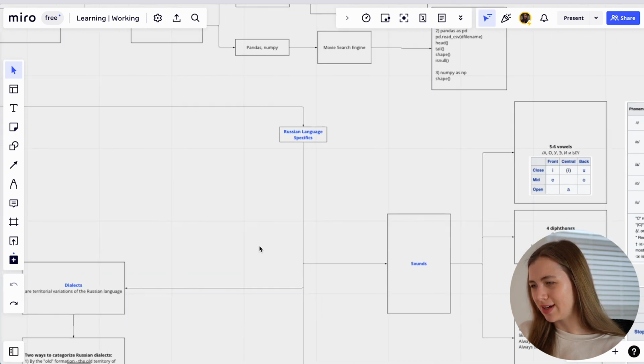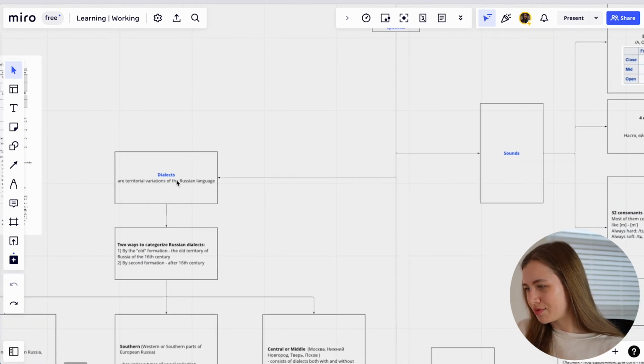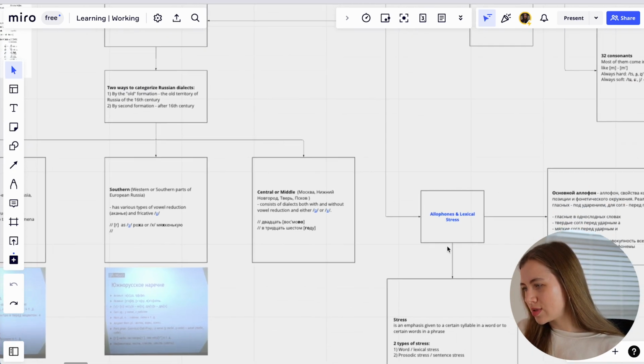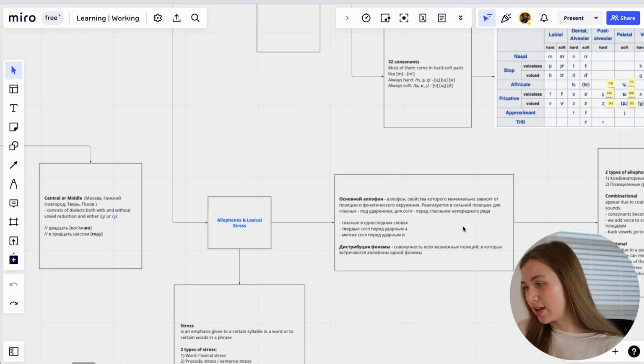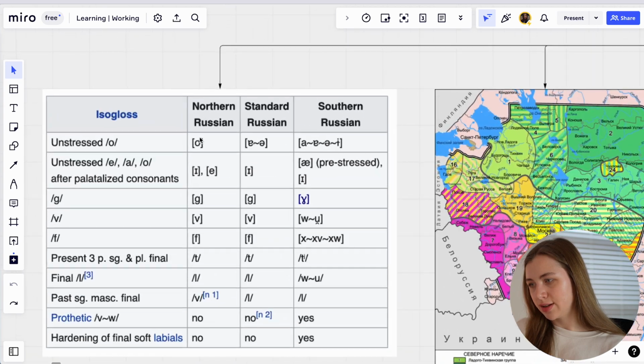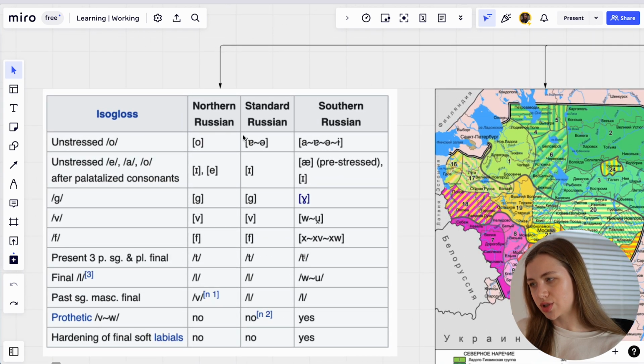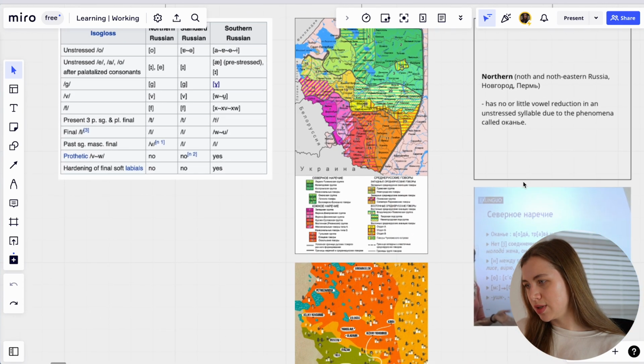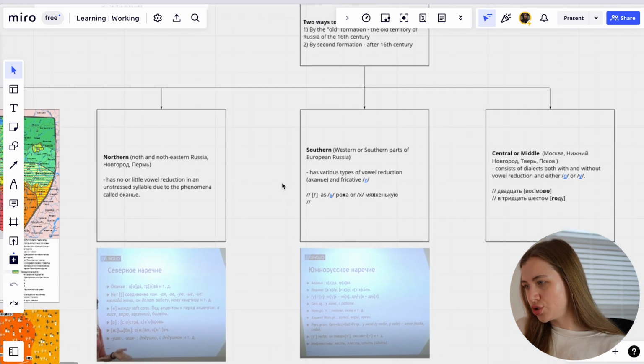And what do we have here? We have dialects, we have sounds, allophones, and lexical stress. Okay, let's see what we have in dialects. So there are different dialects: Northern Russian, Standard Russian, Southern Russian, geography, where do they speak it? Here we talk about each dialect more in detail.